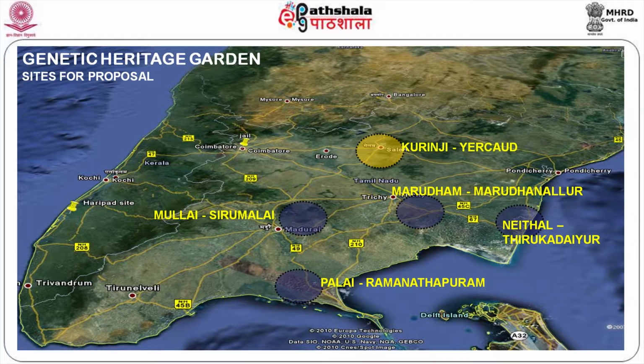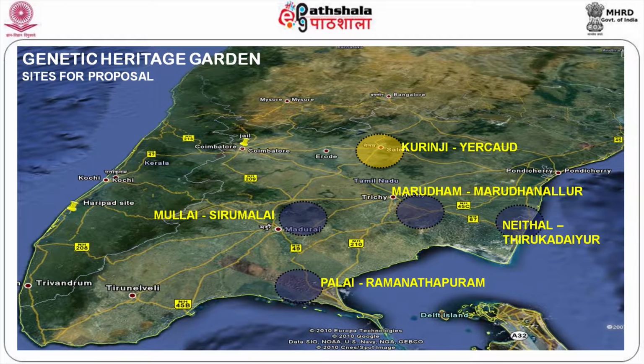We have identified five different locations in Tamil Nadu. We have Kurunji in Yercaud, which is an hour or one and a half to two hours journey from Salem town. Then we have Mullai, which is in Sirumalai, somewhere near Madurai or Kodaikanal. Then you have Marudam, which is Marudanallur, in Kumbakonam.